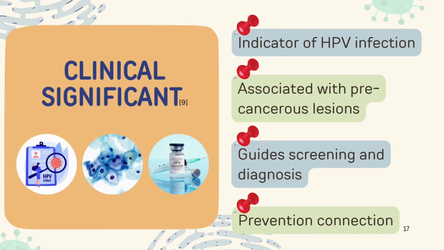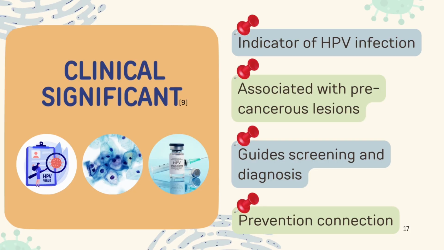First, koilocytes are a sign of HPV infection. When koilocytes are seen, it tells us that the person may have been infected with HPV. Next, koilocytes are usually found in LSIL. This is an early stage of precancerous changes in the cervix.